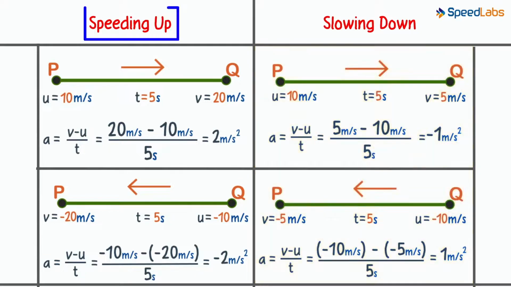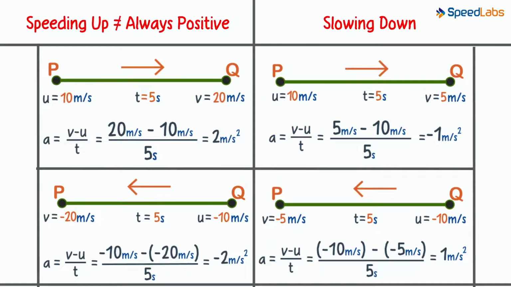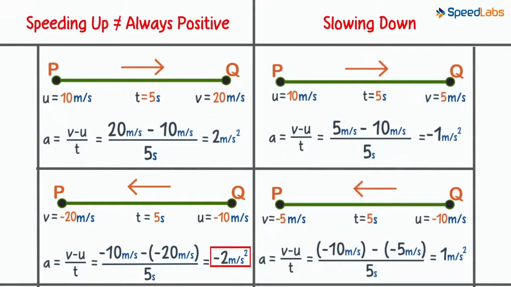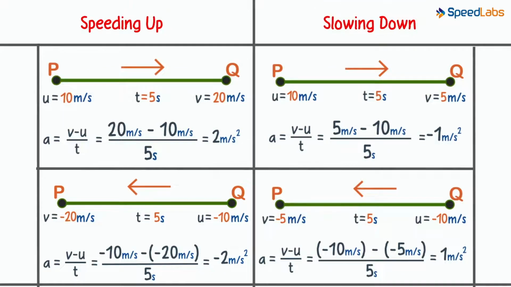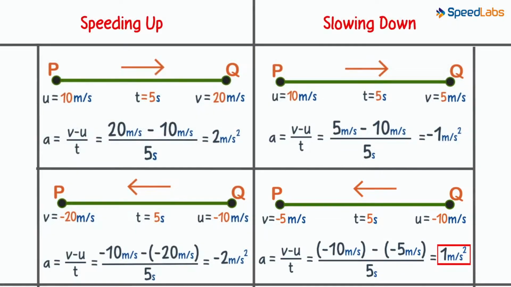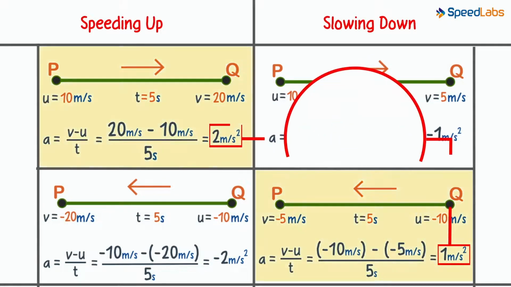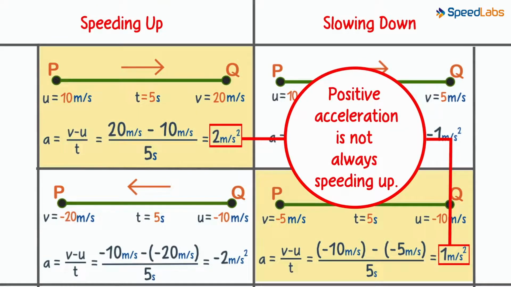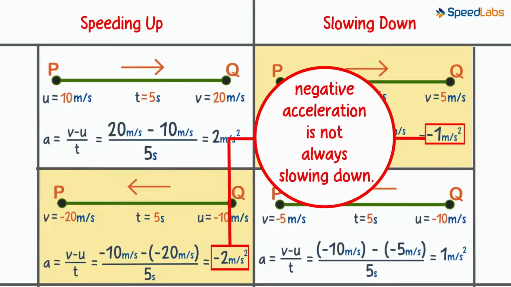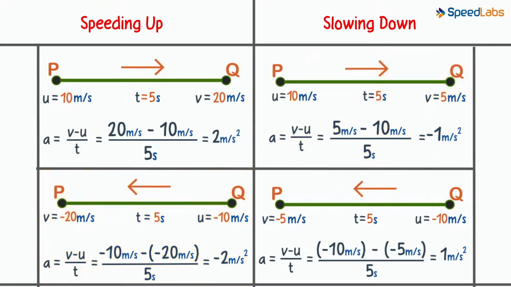When the body is speeding up, is the acceleration always positive? Not really. We also see a case when the acceleration is negative. And when the body is slowing down, we can also see a case when the acceleration is positive. So remember this. Positive acceleration does not necessarily mean the body is speeding up. And negative acceleration does not necessarily mean the body is slowing down. So when can we say that the body is speeding up or slowing down?